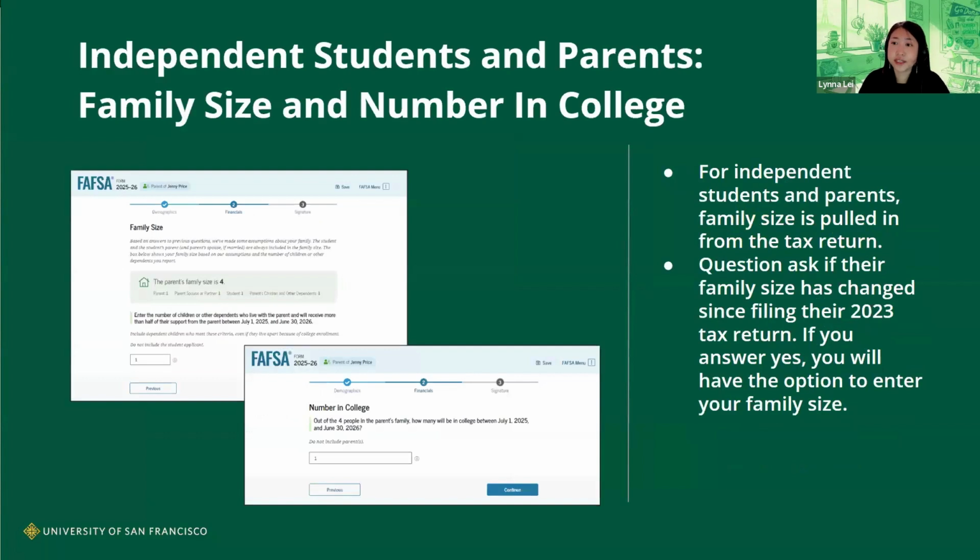For independent students and parents, family size is pulled from the tax return. However, some things might have changed since the tax returns were filed. If the family size that they pulled in was incorrect, you can enter that manually on the FAFSA. And they will also ask how many people in your family are currently, or in the 2025-2026 academic year will be, attending college.